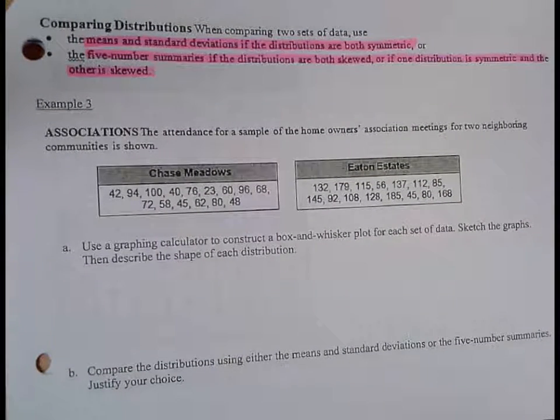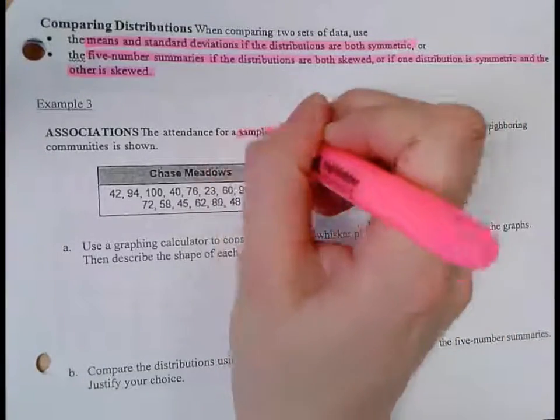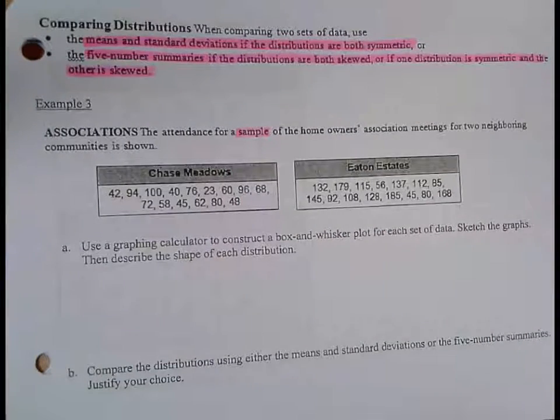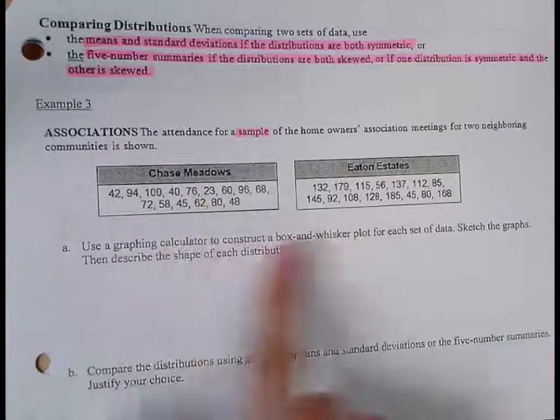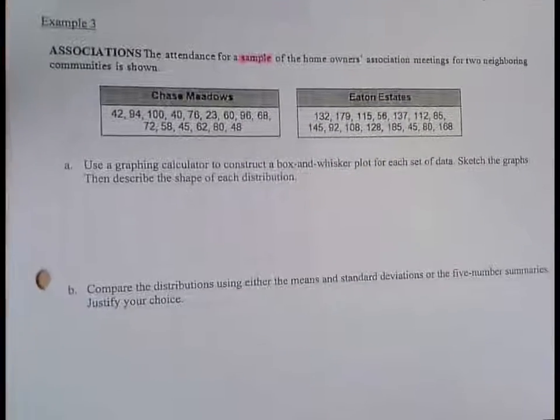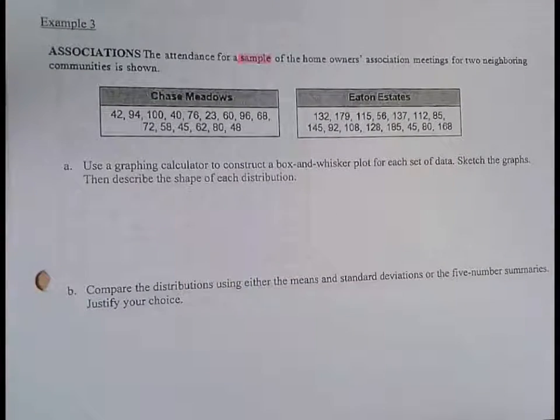So in example 3, we have the attendance for a sample. I'm just going to highlight sample in case we have to use standard deviations. This is already telling us we have samples and not populations. So the attendance for a sample of the homeowners association meetings for 2 neighboring communities is shown. So we have the Chase Meadows community and the Eaton Estates community. And it says for part A to use a graphing calculator to construct a box and whisker plot for each set of data, and then sketch the graphs and describe the shape of each distribution.